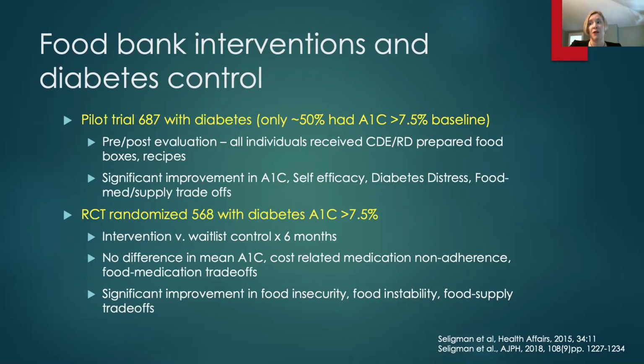However, a randomized control trial of 568 individuals in California, Michigan, and Texas randomized half of the population to the intervention, which was the prepared boxes plus support services versus a waitlist control for 6 months. And all of the individuals in this study were considered uncontrolled with an A1C greater than 7.5%. They did not demonstrate a significant change in the intervention group in mean A1C, cost-related medication non-adherence, food and medication trade-offs, but they did demonstrate an improvement in food insecurity, food instability, and food and supply trade-offs in this study.